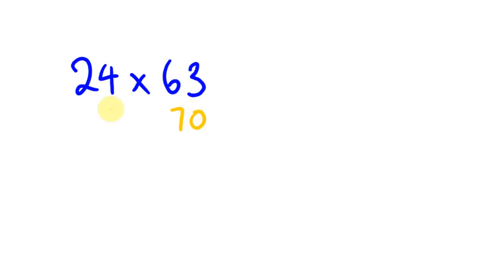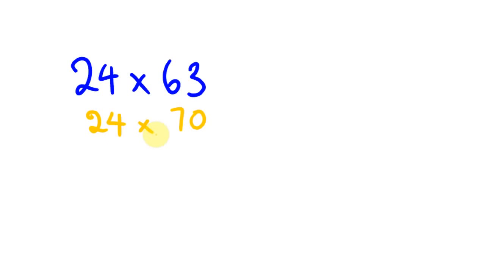Okay, what about 24 times 63? I'm being very unimaginative here, I'm always putting the multiple of 9 number over here. The next number above this is 70. So we end up with 24 times 70.